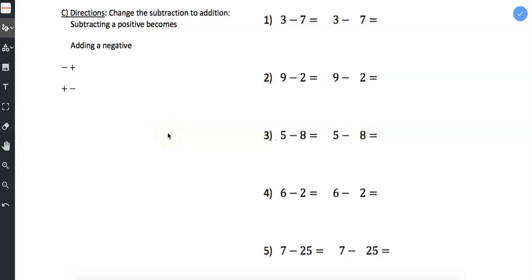Take a look at part C. This is different than part A and part B. You'll notice that before there were two negative signs or subtraction signs, and now in the middle there's only one. We were changing subtracting a negative to adding a positive, but now we're changing subtracting a positive to adding a negative. Take a look at the signs. So subtracting a positive is being changed to adding a negative.